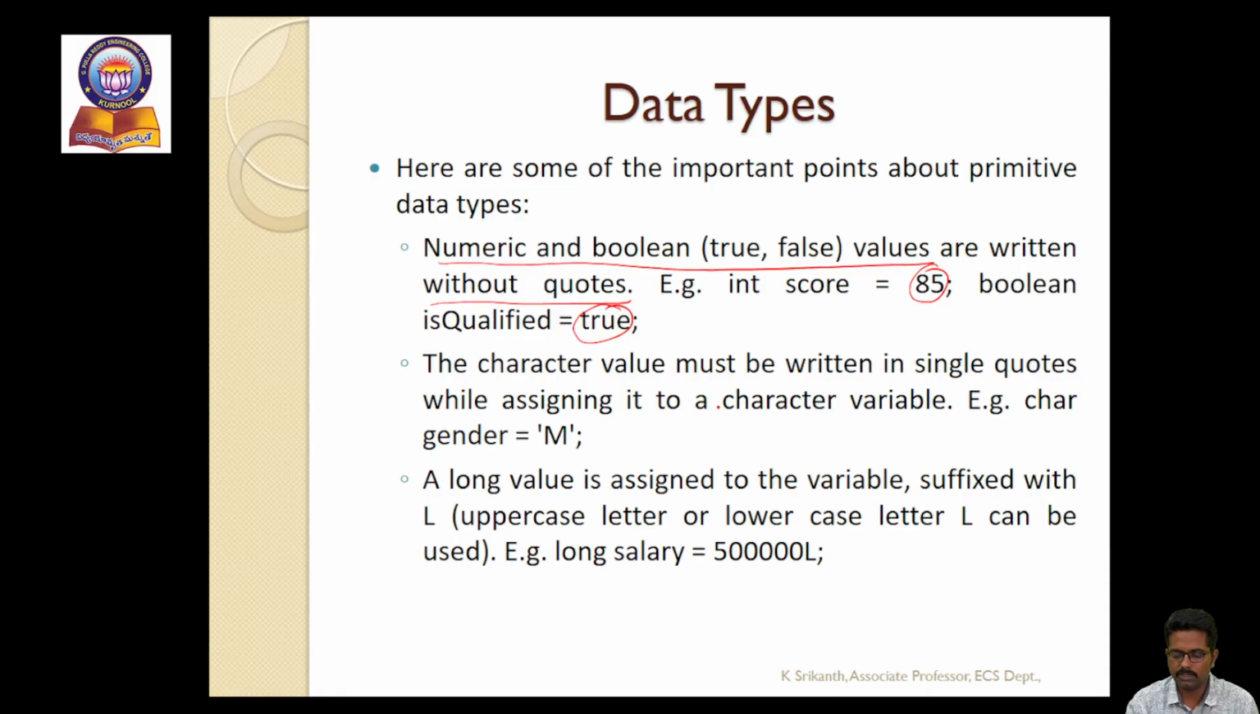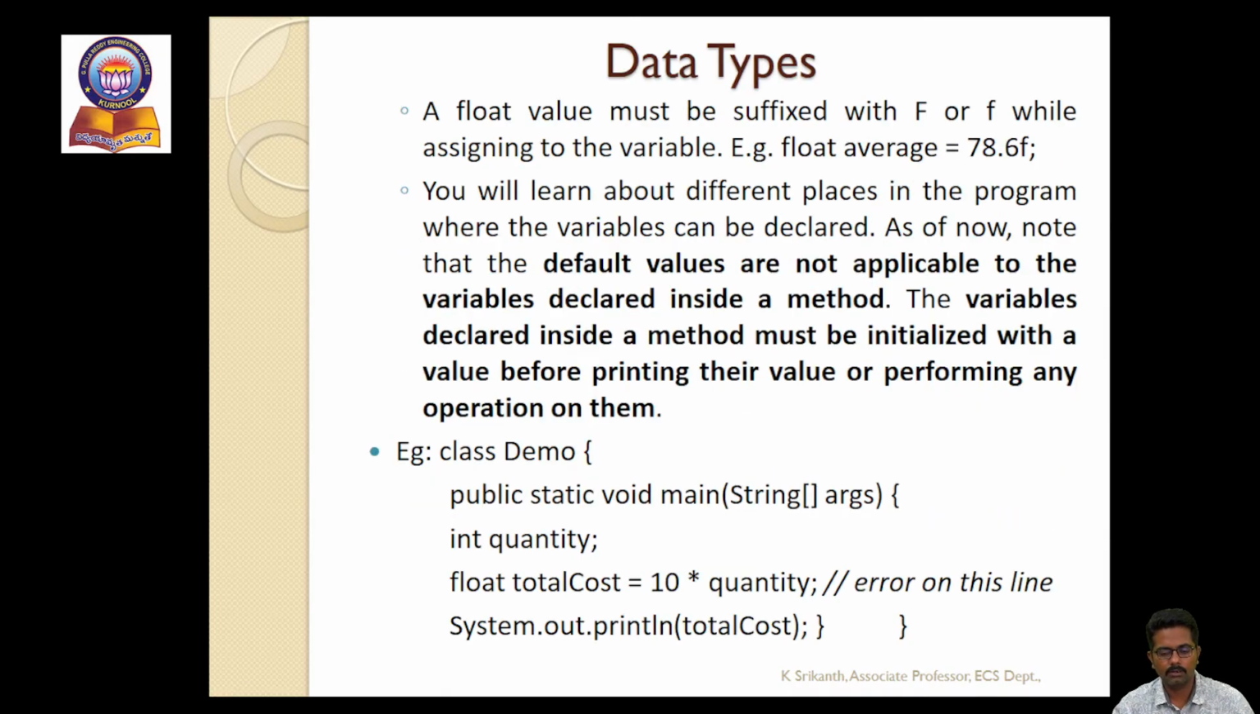And the character value must be written in single quotes. Here you can see an example where M is put in single quotes to represent a character value. A long value must be suffixed with capital L or small l, and here we can see the example where the value ends with capital L to represent a long integer. And we have one more rule for float values. It should be suffixed with either small f or capital F, and in the example it clearly ends with small f, which means that it is a float value.